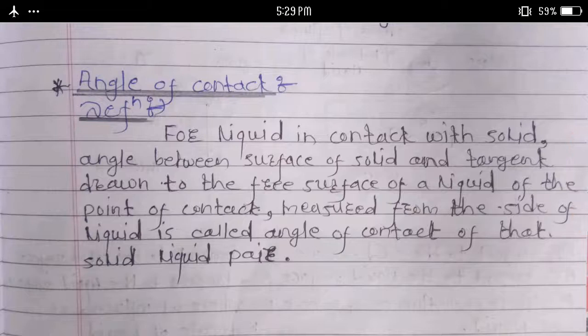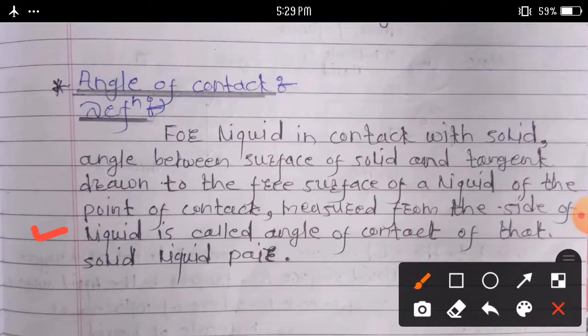Repeat this definition again. For a liquid in contact with a solid, the angle between the surface of the solid and a tangent drawn to the free surface of the liquid at the point of contact, measured from the side of the liquid, is called the angle of contact of that solid-liquid pair.